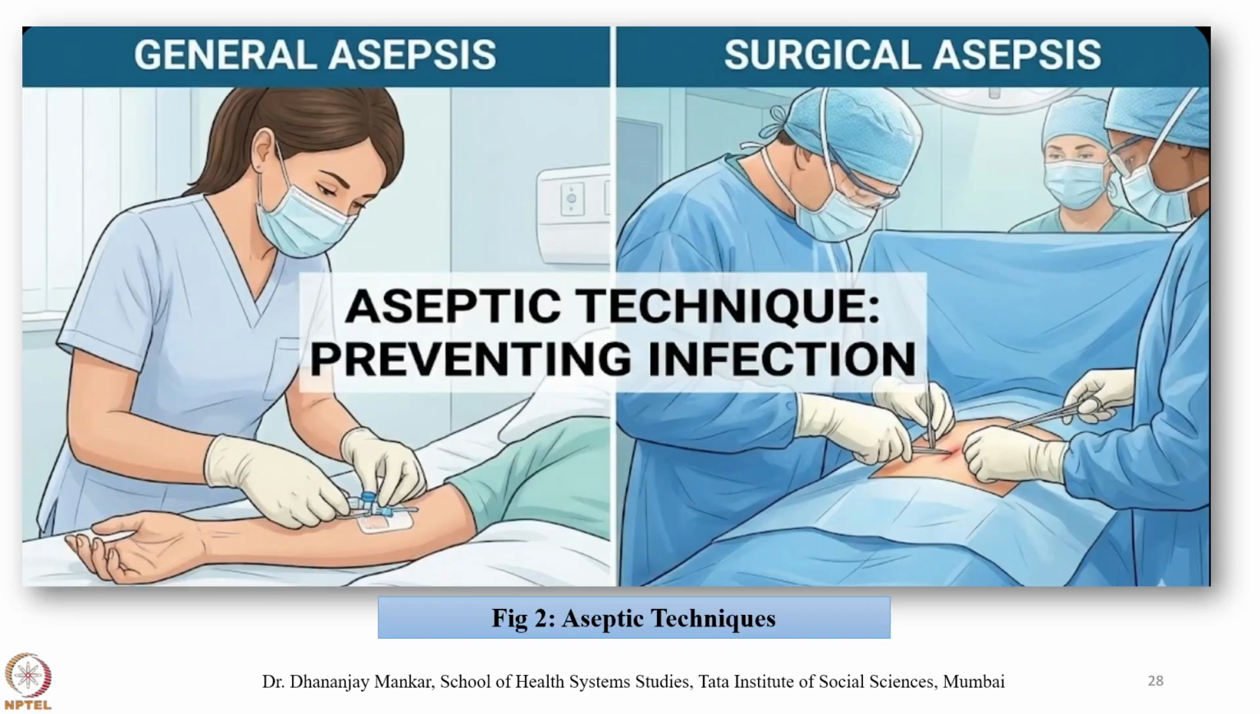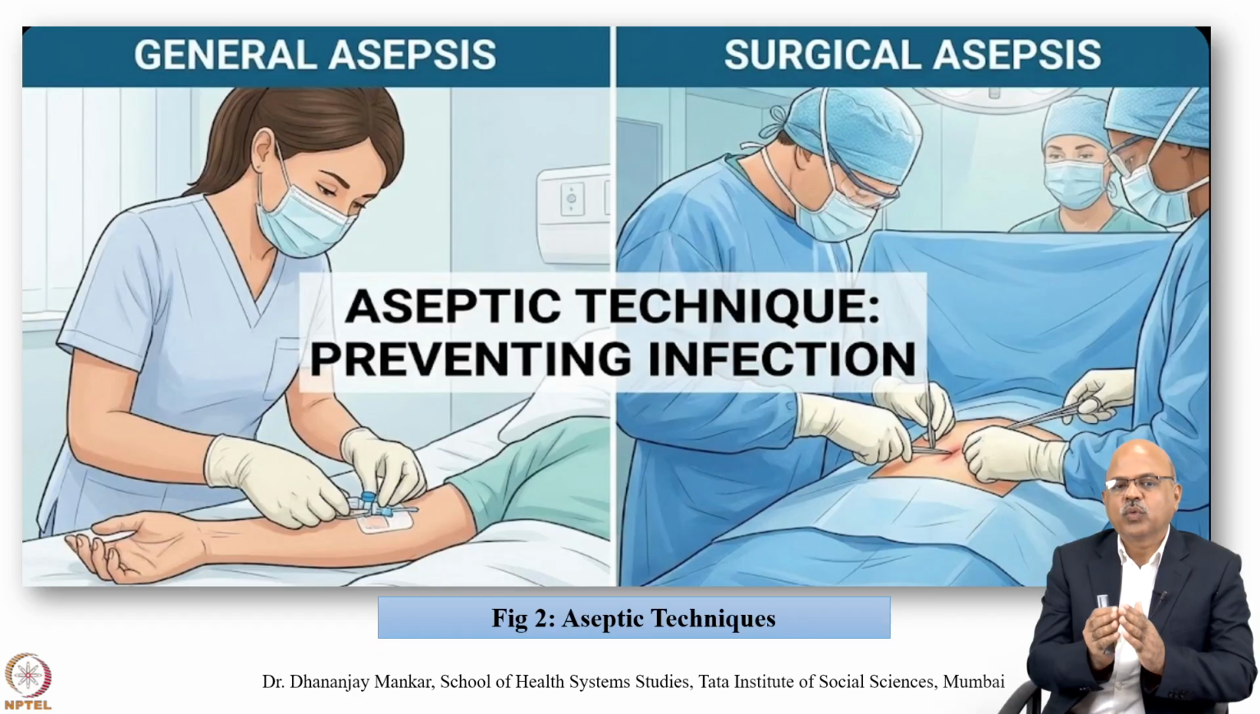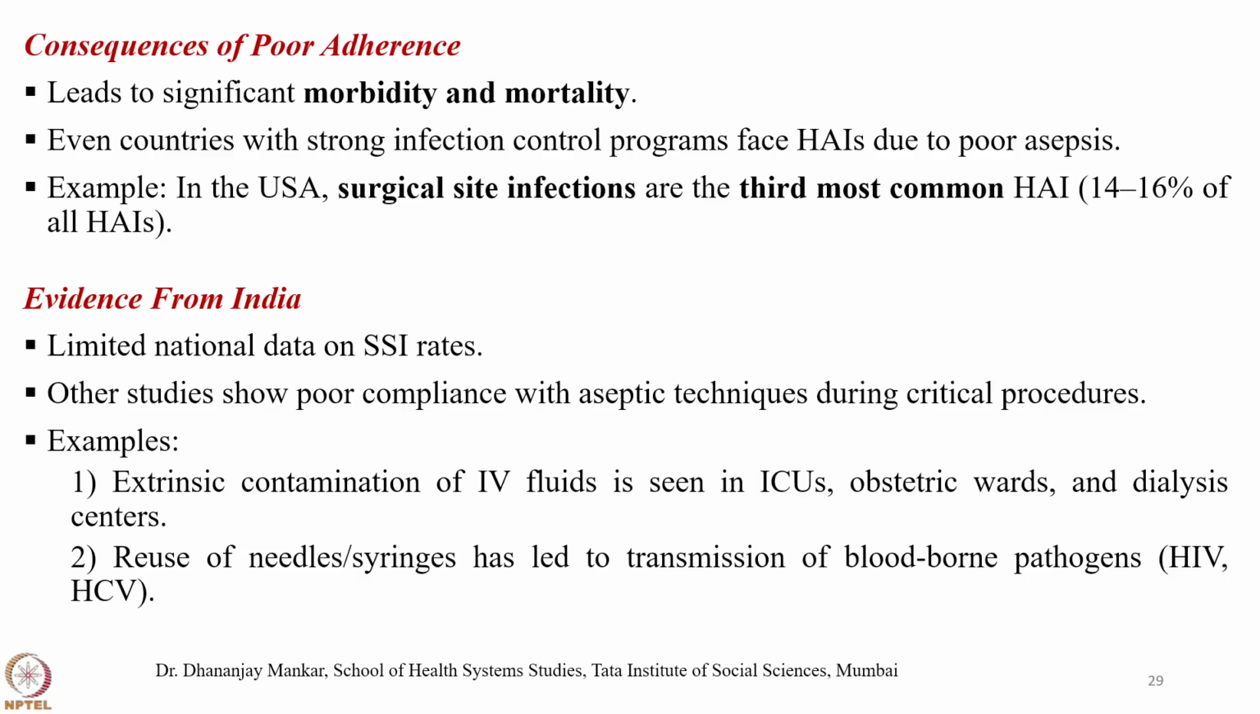On the right you may see general asepsis, and on the left you may see surgical asepsis. These two techniques are very important to tackle infection and to prevent it before it happens, where the major role of healthcare workers comes in. When you are doing the planning, you may lead to a major success with this. What are the consequences of poor adherence?